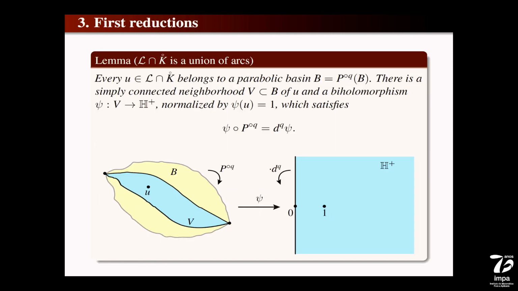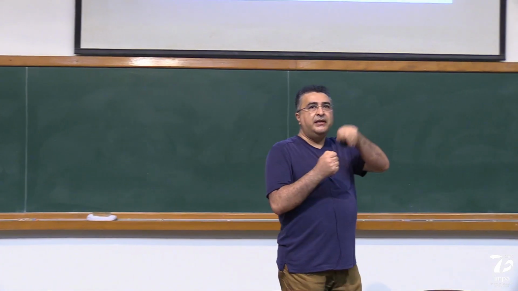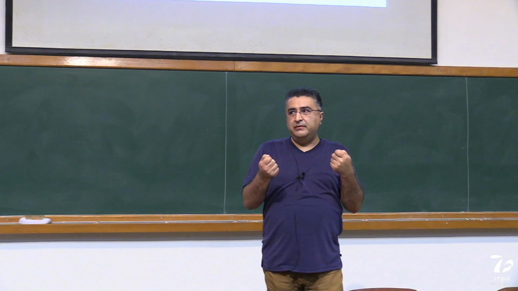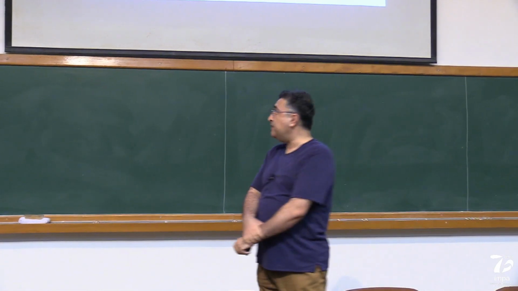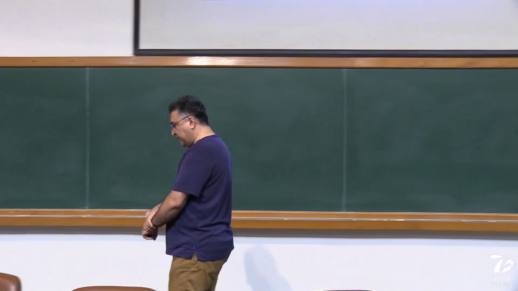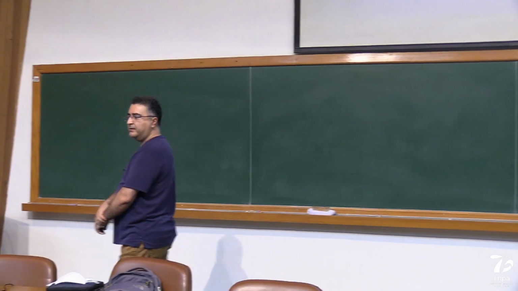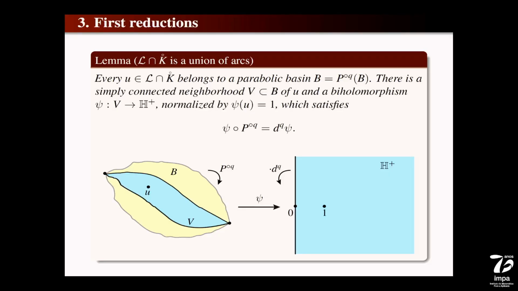The second lemma: what remains to be understood is the intersection of this continuum L with the interior of the field Julia set, and this is what the second lemma addresses. So the second lemma is that L intersection with the interior of K is a disjoint union of embedded arcs.